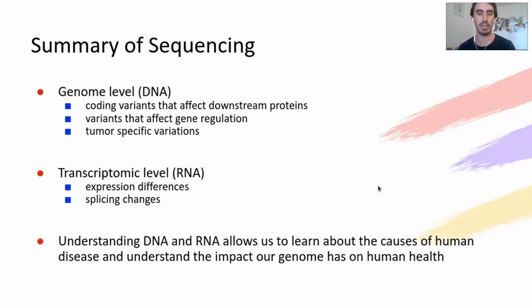Finding whether or not these variants are important all depends on the accurate ability to sequence the DNA, sequence the RNA, and understanding this leads to downstream understanding of disease.